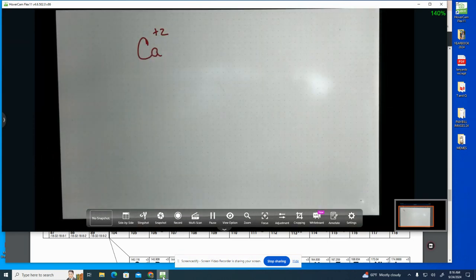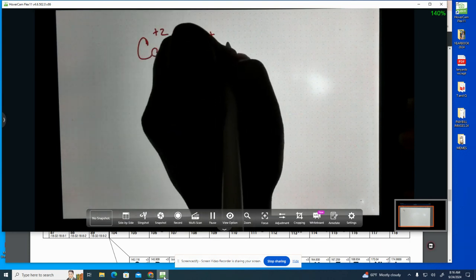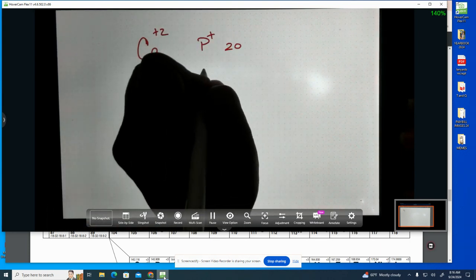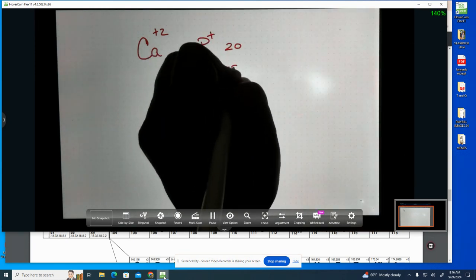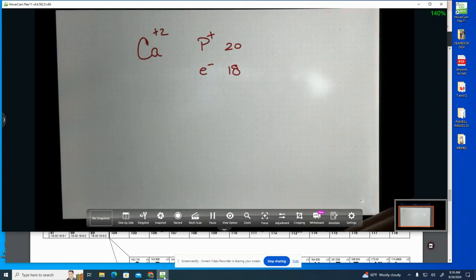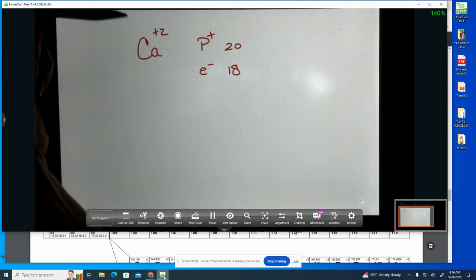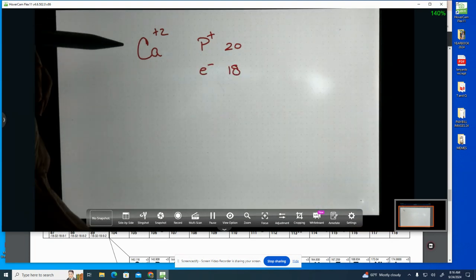I usually write my sign first, +2. How many protons in calcium? 20. Okay. How many electrons in that calcium? How many? 18. Excelente. Okay. Why 18? It became positive, which means it lost electrons.